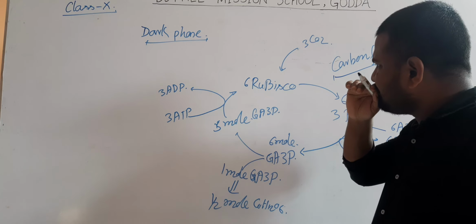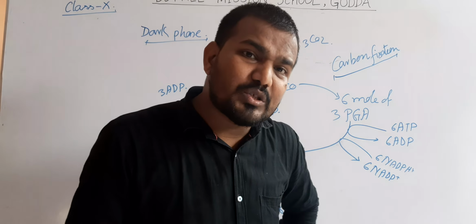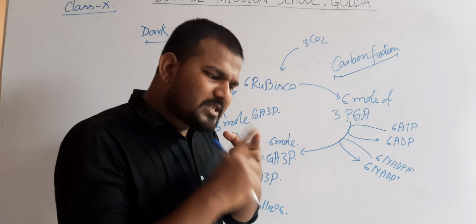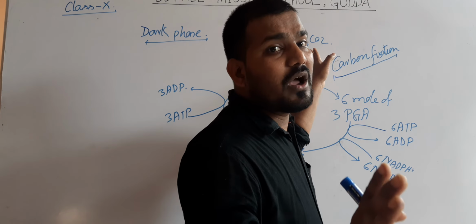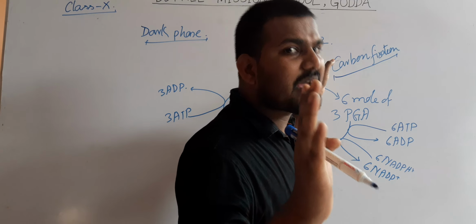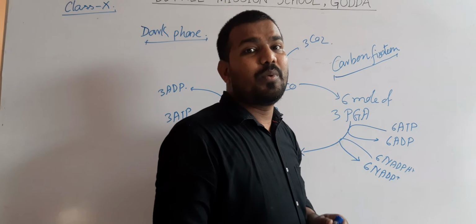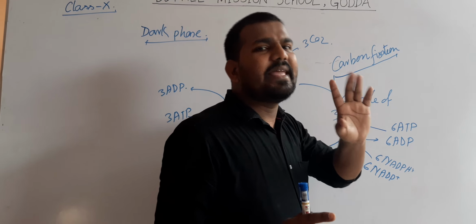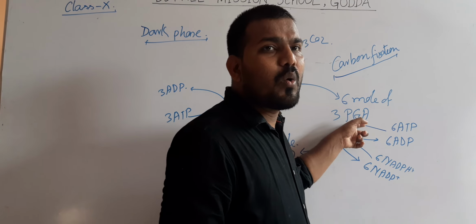Within the plant body, ribulose bisphosphate is present. The ribulose bisphosphate will react with CO2 in the presence of the ribulose bisphosphate carboxylase enzyme. So RuBP will react with CO2 in the presence of the RuBisCO enzyme and forms PGA. PGA means phosphoglyceric acid.